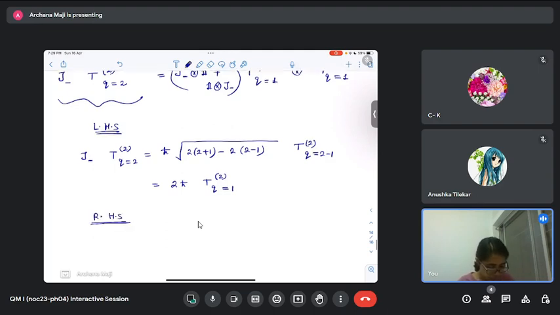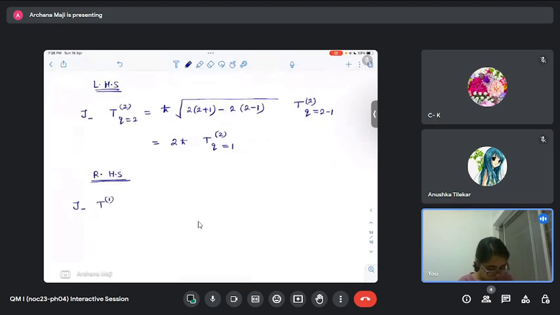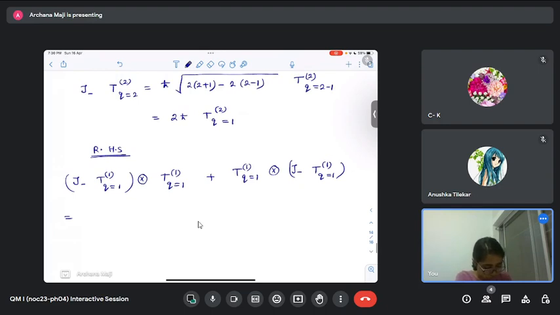will give J minus acting on T1 q equal to 1 tensor q equal to 1 plus tensor J minus acting on, okay, so that will give us, this will actually be square root 2 h cross q equal to 0 plus, again from here you will get square root 2 h cross, so I can take 2h cross common.